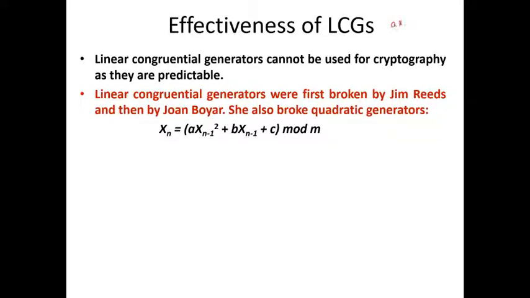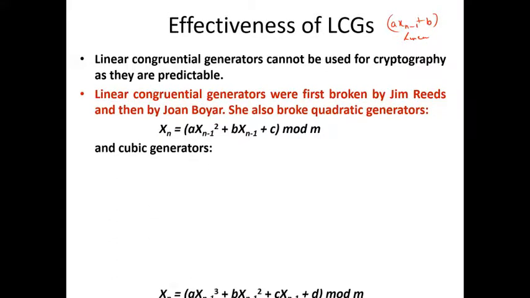Here we have a x(n-1) plus b mod m. So this is linear. But here, if I say a(x-1) square plus b(x-1) plus c, this is a quadratic equation. It is in the form of a square plus 2ab plus b square, quadratic equations, right? So they designed quadratic generators, assuming this will be a little more complex to break. But Joan Boyer also broke these quadratic generators, which are in this form.